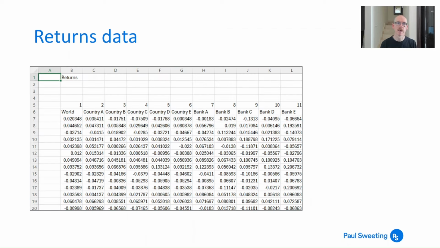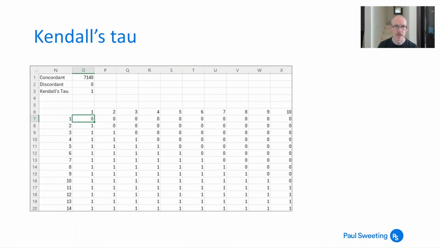So here's my return data running from columns B to L. Each of these is 120 observations for each of those 11 data series. And what I'm wanting to ultimately end up with is the Kendall's tau for each of those pairs. And it is not straightforward. So Kendall's tau is a pain in the neck to calculate.